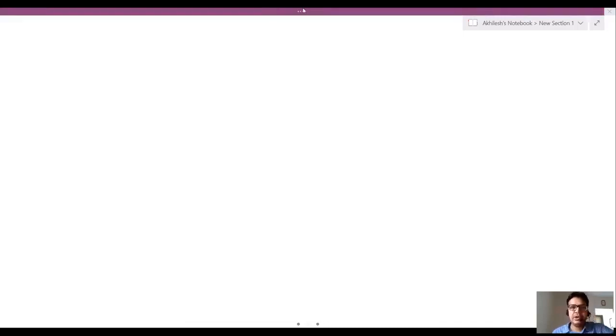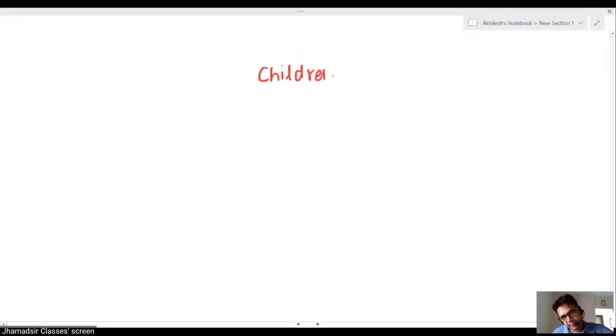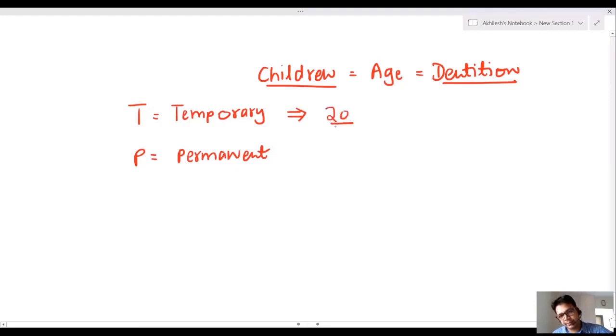Now, sir, in children for age estimation, we use dental formula, that is dentition. Wherever I write down T, that will be temporary teeth. And wherever I write down P, that will be permanent teeth. Doctor, temporary teeth are 20 in number.